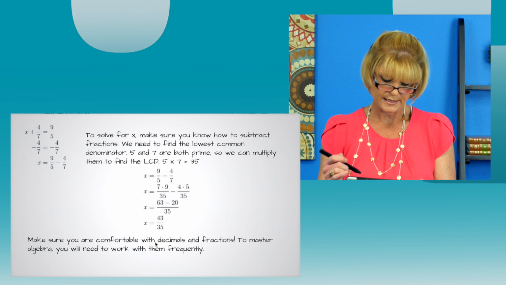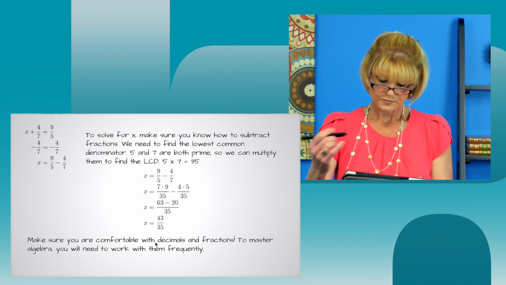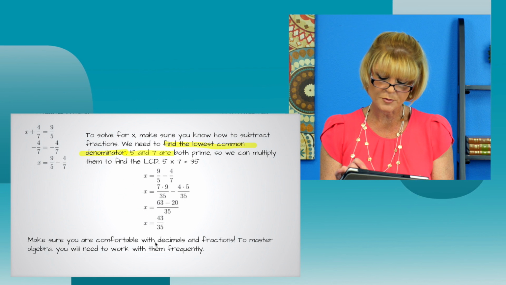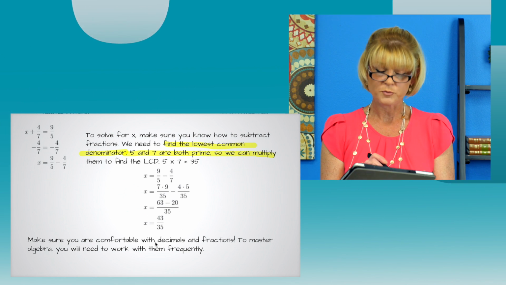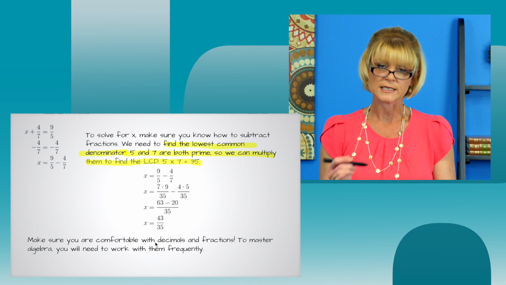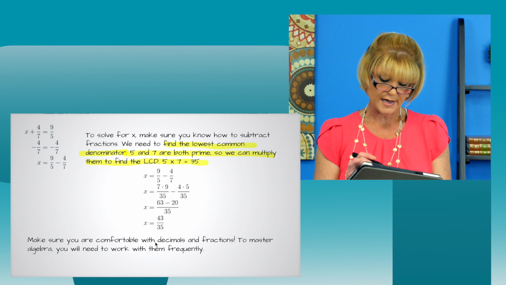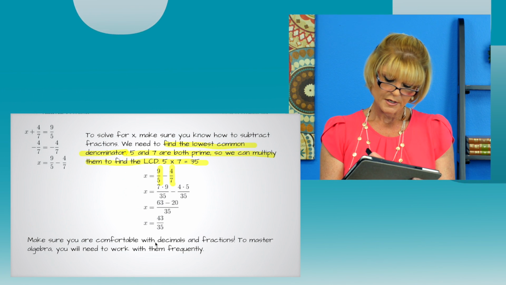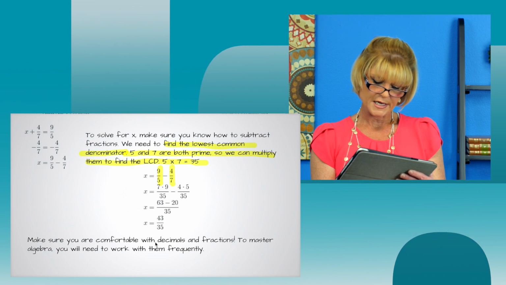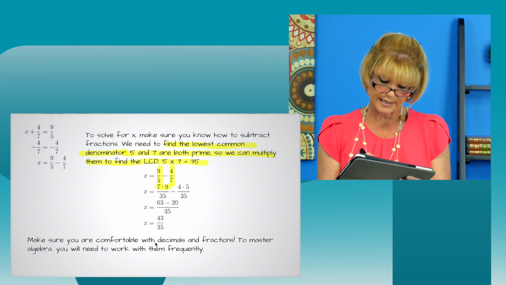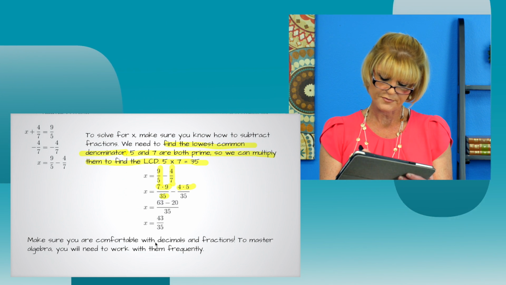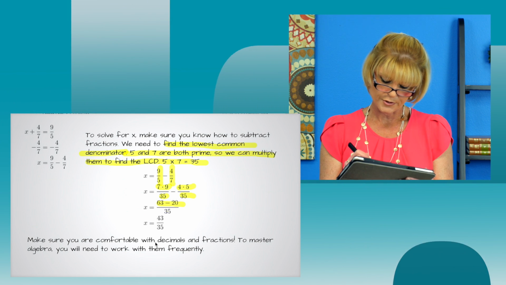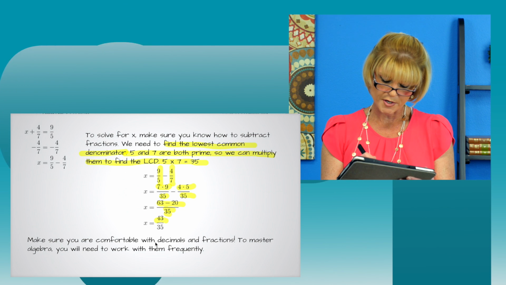But we're not done yet, because when we're subtracting fractions, we need to find the lowest common denominator. 5 and 7 are both prime, so we can just multiply those two to find the LCD. So 5 times 7 equals 35. Here's our problem. x equals 9 over 5 minus 4 over 7. So what we do is multiply here 7 times 9 over 35 minus 4 times 5 over 35. We get 63 minus 20 over 35, simplified to 43 over 35.